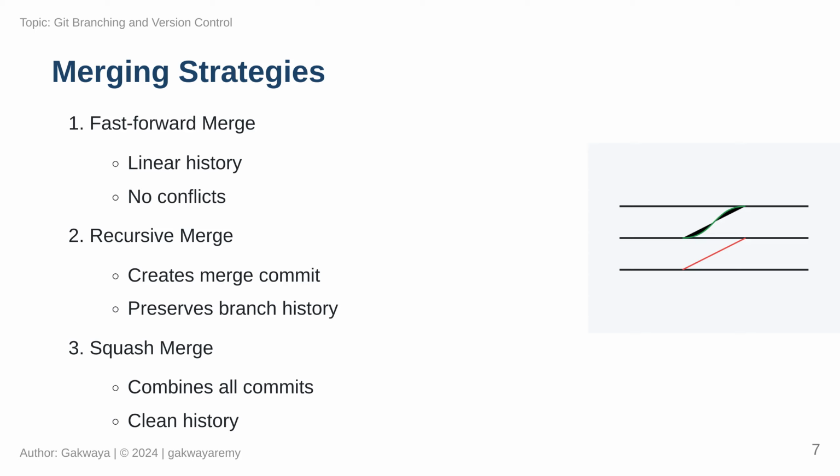Different merging strategies suit different situations. Fast-forward merges work when the main branch hasn't changed. Recursive merges preserve the full history but can make it complex. Squash merges are great for keeping history clean, especially for feature branches with many small commits. Choose the strategy that best fits your team's workflow.